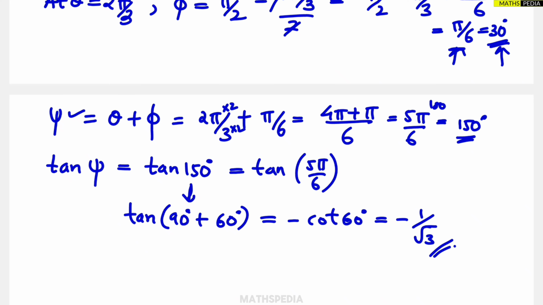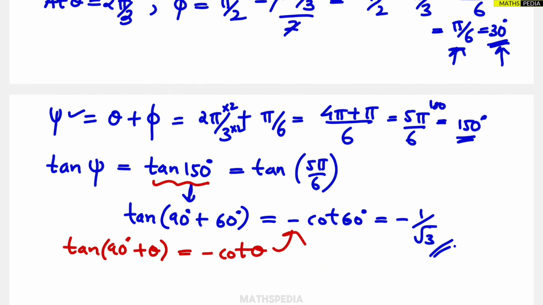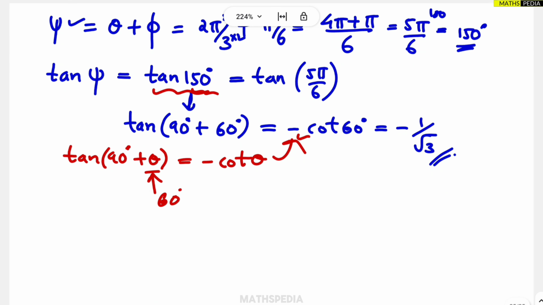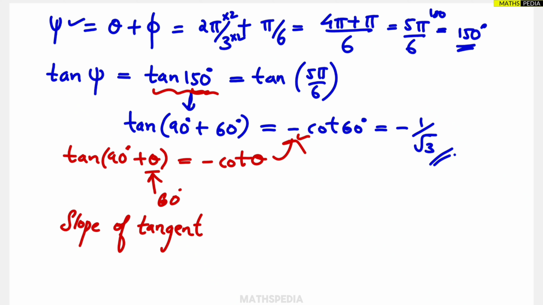Now what we have done here, you have to understand. See, tan 90 plus theta is equal to what? Minus cot theta. This is what I have written over here, minus cot theta. Now theta is basically, in this particular thing, 60. So it will become minus cot 60. Cot 60 we know is 1 by root 3, minus is already there, that's why it is minus 1 by root 3. After getting this, you can write the final thing, which is nothing but slope of tangent is equal to minus 1 by root 3.